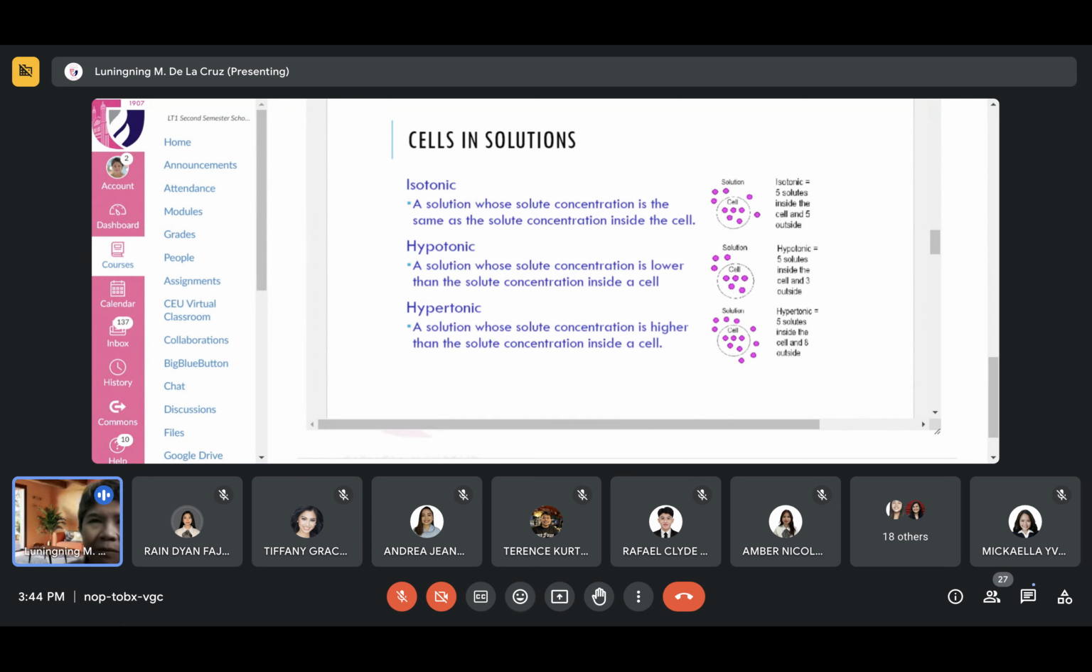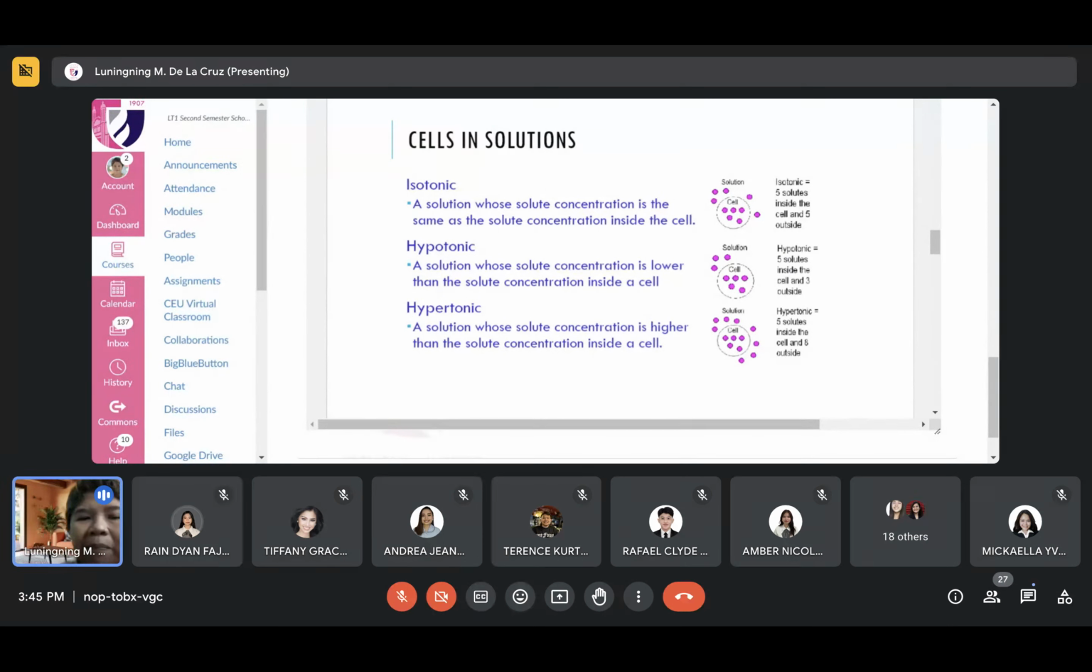Nung bata kami, we always say, once it's a hypotonic solution, we say the cell gets bloated because it slightly expands, because water here, which is higher concentration, will go inside the cell because the water here has less concentration than that of the outside.